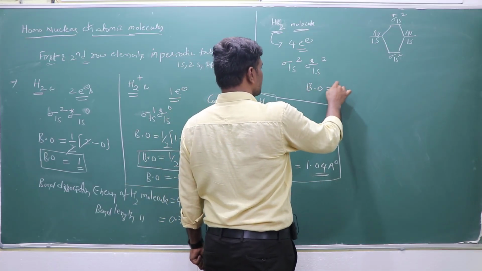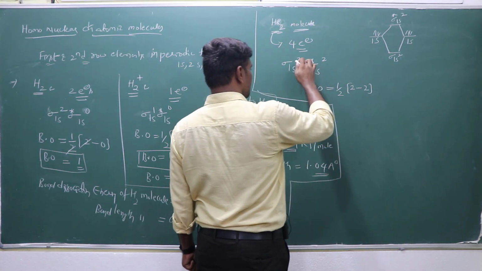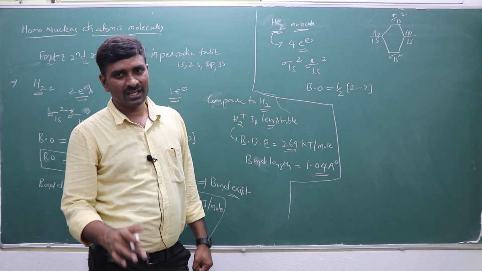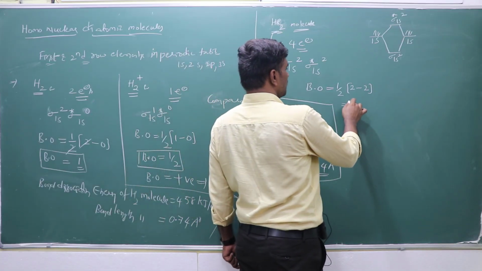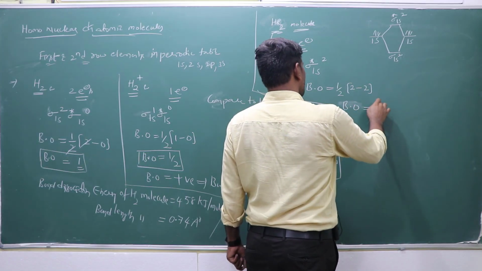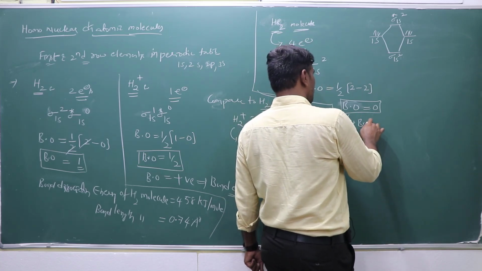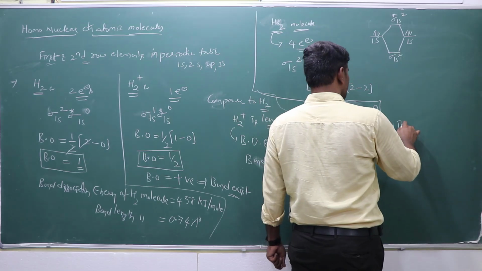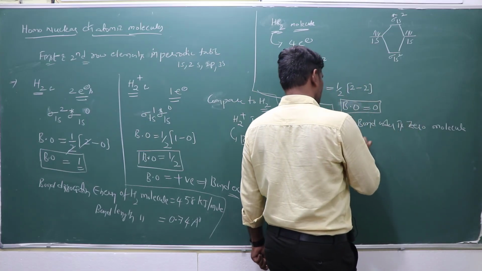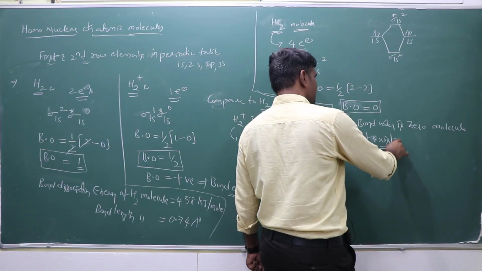So what is the bond order? It is half times the difference between bonding and anti-bonding electrons. Bonding electrons are 2, anti-bonding electrons are 2. So 2 minus 2 is 0. The bond order is 0. When the bond order is 0, the molecule does not exist. That means it is not stable.